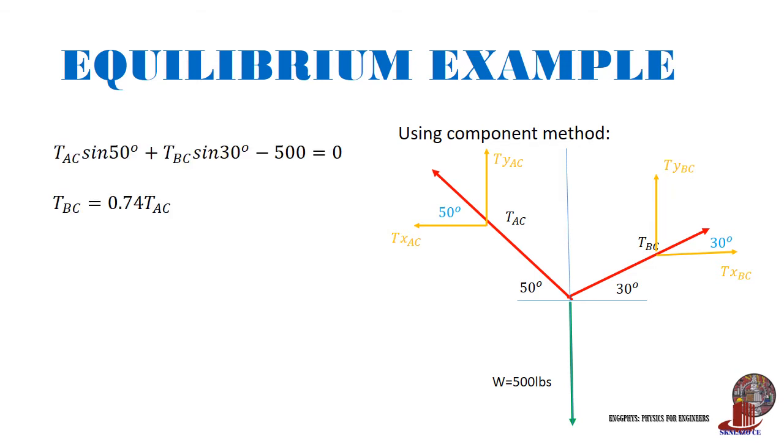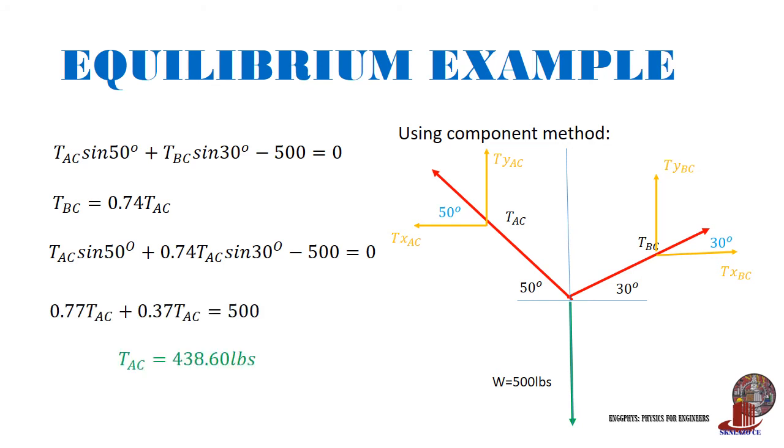Finally, with two equations for two unknowns, substitute TBC is equal to 0.74 TAC into the first equation, and it becomes TAC sine 50 degrees plus 0.74 TAC sine 30 degrees less 500 is equal to 0. Simplifying the equation, tension at AC becomes 438.6 pounds and tension at BC would turn out as 324.56 pounds. The deviation of answers is due to the rounding of values used in the process, comparing component method from triangle method.